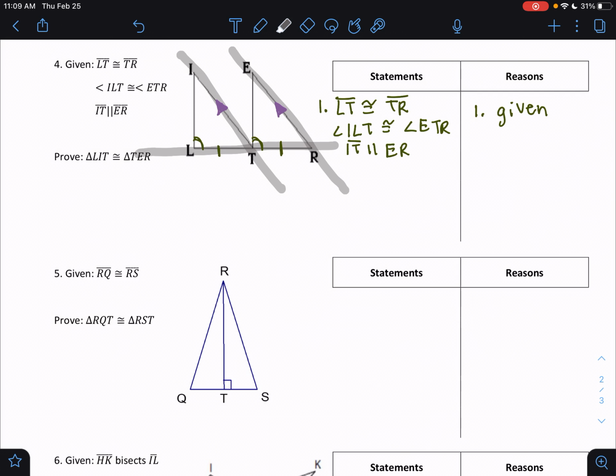And so you might need to turn it to be able to see how this is going to work, but this angle right here is congruent to this angle here. And that is because those are corresponding angles, if you remember our rules from before with the parallel and transversals. So I'm going to write number 2 is that ITL is congruent to angle ERT, and that is because they are corresponding angles.